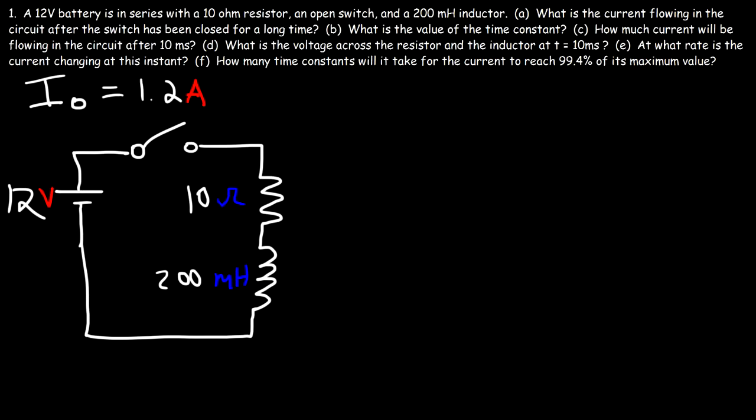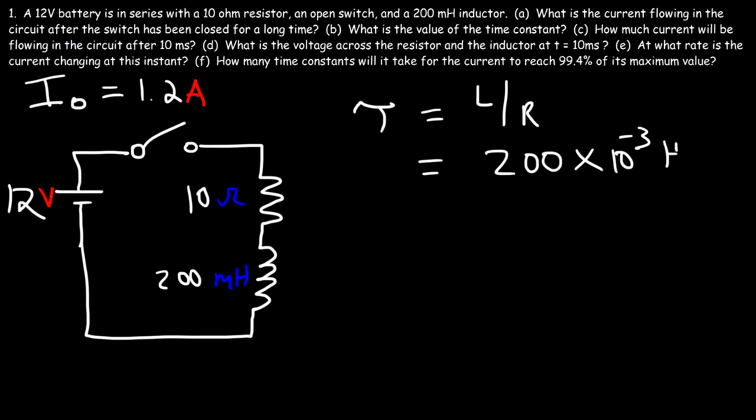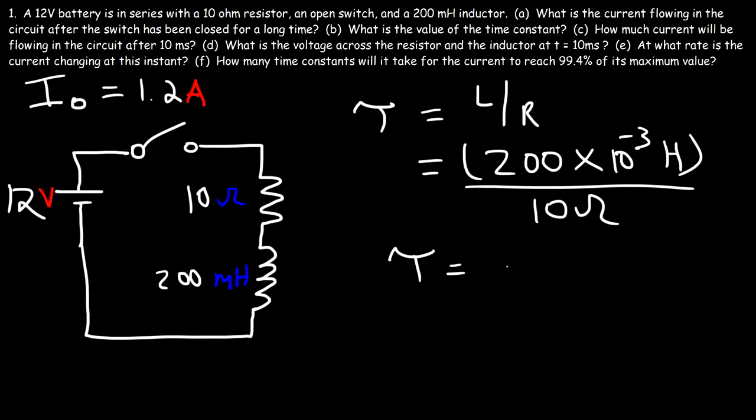Part B, what is the value of the time constant? The time constant is represented by the symbol tau. And to calculate it, it's equal to the inductance divided by the resistance. So the inductance is 200 millihenries, or 200 times 10 to the minus 3 henries. And the resistance is simply 10. So the time constant is 0.02 seconds, which I'm just going to rewrite here. And so that's it for part B.